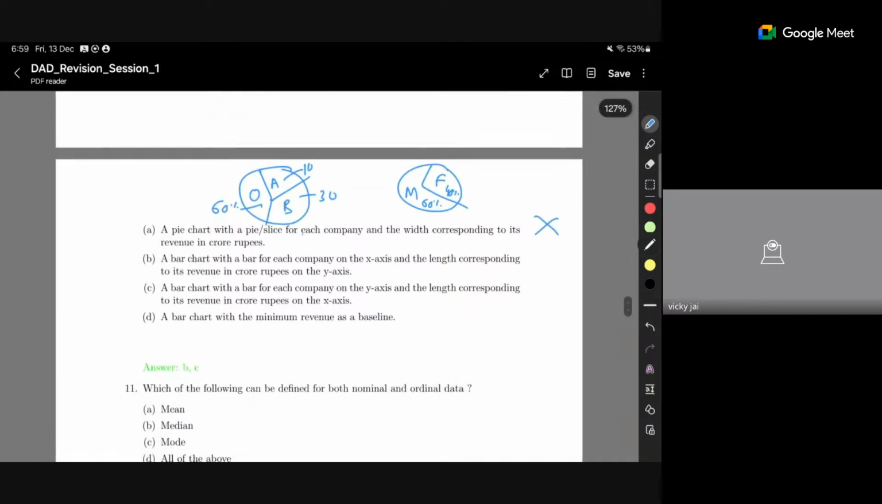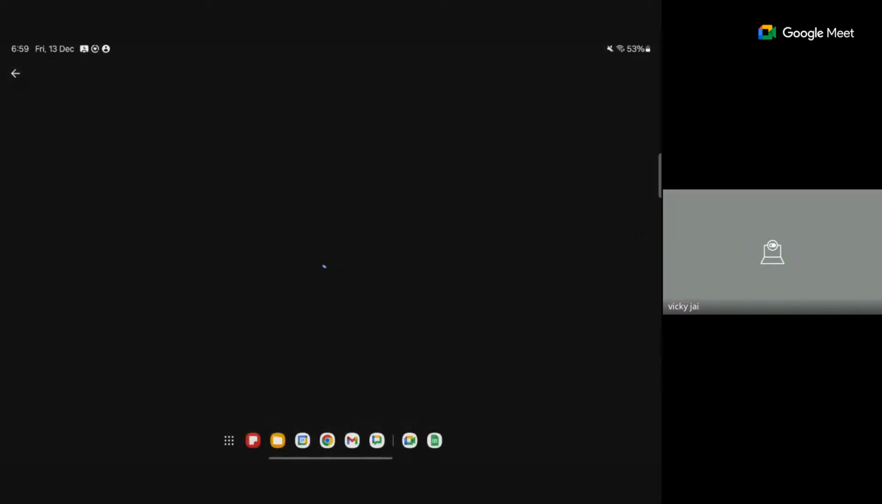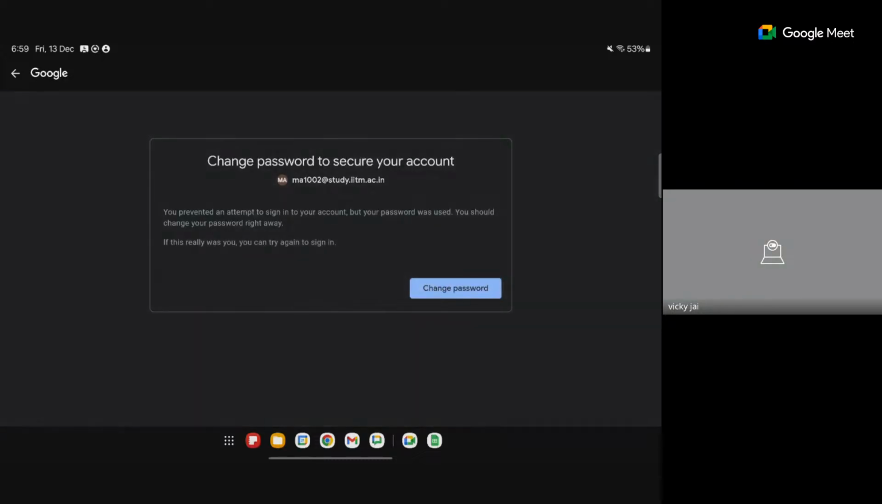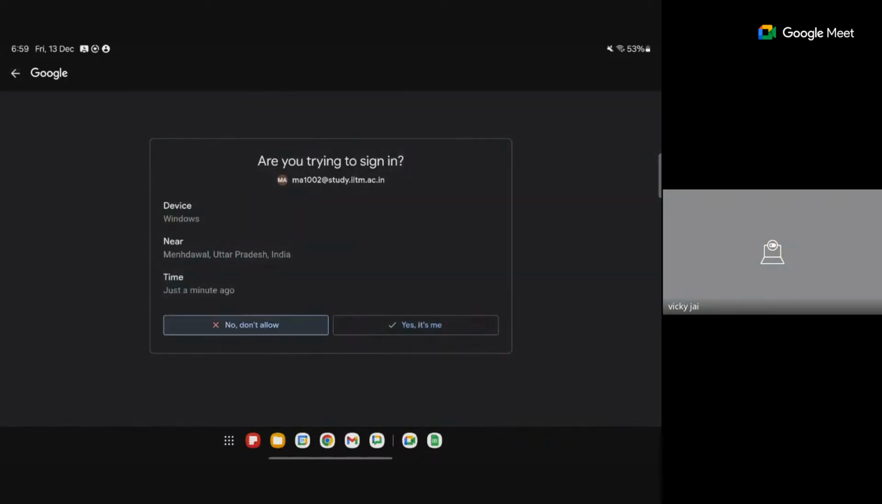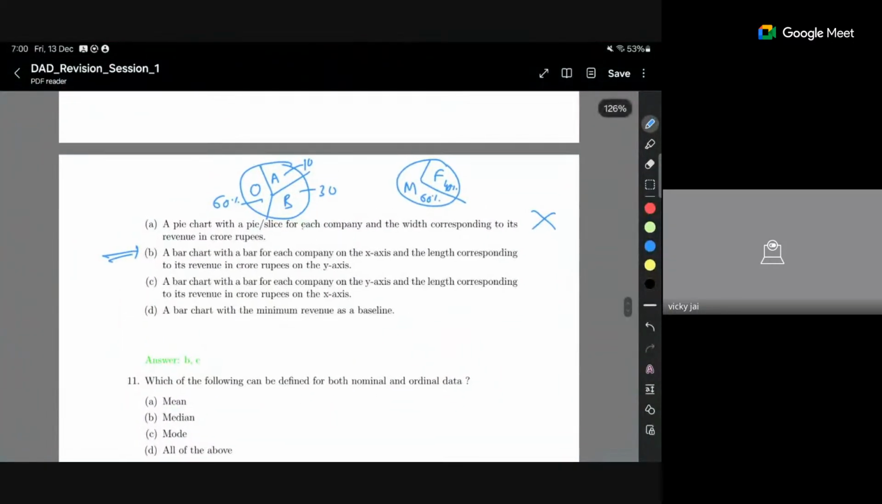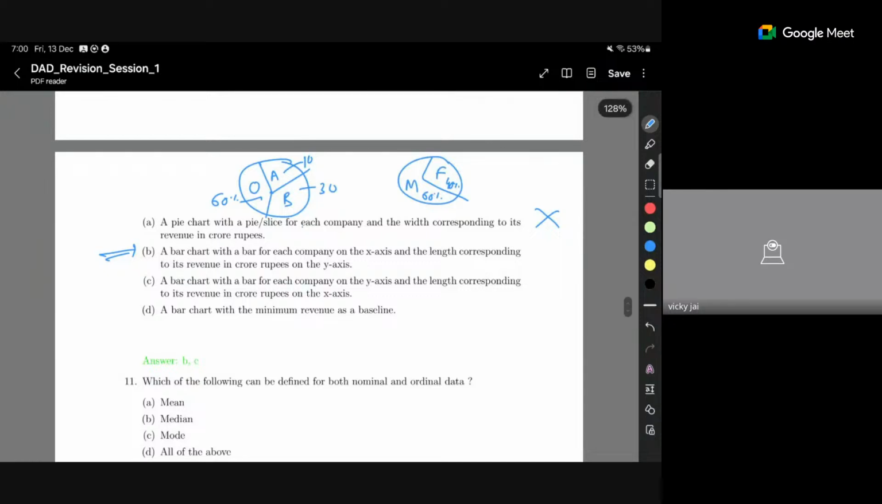What is next? A bar chart with a bar of each company on the x-axis and length corresponding to its revenue in crore, right? So this I can do.